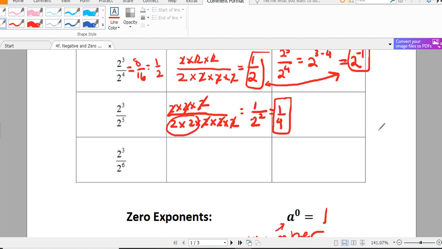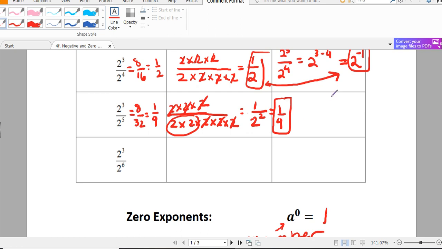Well, let's find out. 2 to the exponent of 3 is 8. 2 to the exponent of 5 is 32. Is 8 over 32 the same thing as 1 over 4? Well, 8 divided by 8 is 1. 32 divided by 8 is 4. It sure is. 1/4, 1/4.